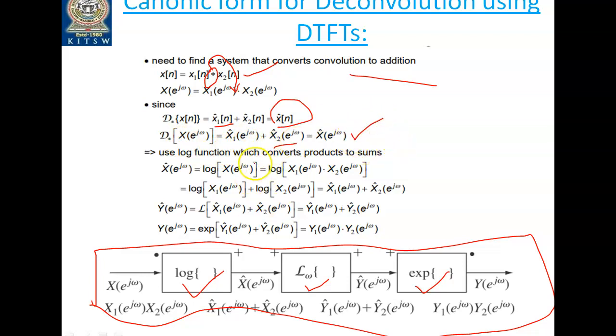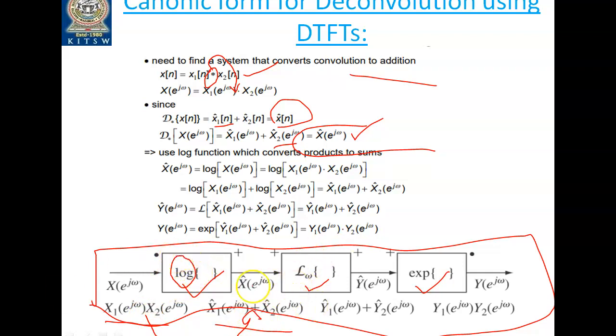After that, this becomes the input to the linear operator. Before that, we use the logarithmic function, which converts products to sums, as we already know. The product is x1 of e power j omega times x2 of e power j omega, and its output is the addition. So this multiplication becomes addition when you apply the logarithmic function.